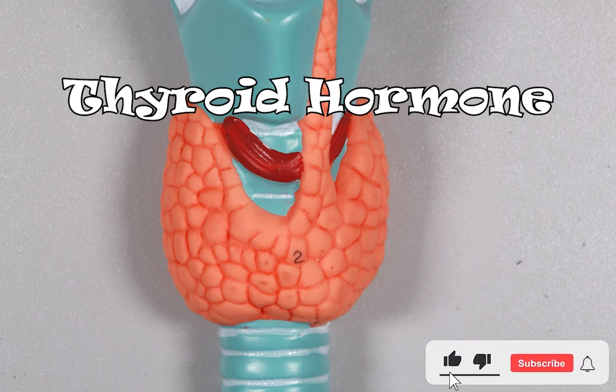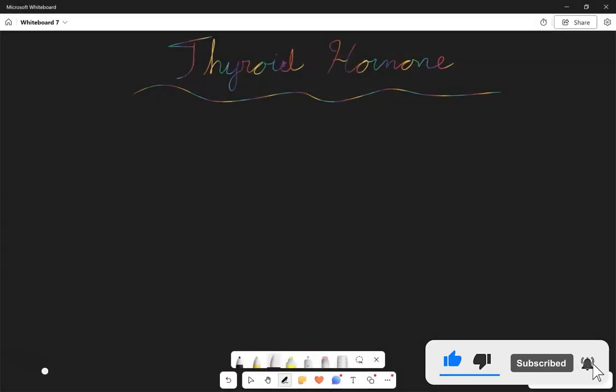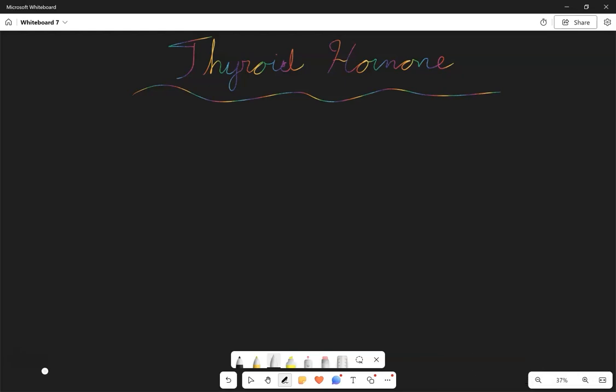Thyroid hormone is one that is synthesized and secreted by the thyroid gland. Remember from our discussion on the pituitary gland, right? The release of thyroid hormone is that the anterior pituitary is going to release thyroid stimulating hormone, or TSH. So TSH is going to target the thyroid gland, which is then going to release thyroid hormone.